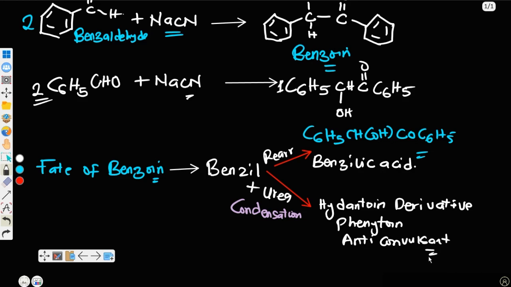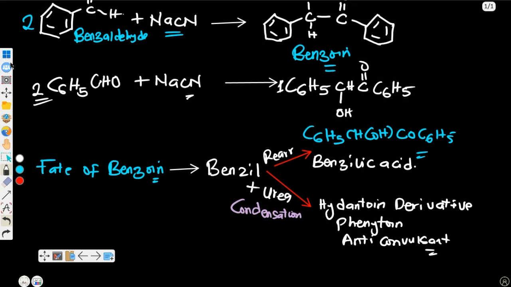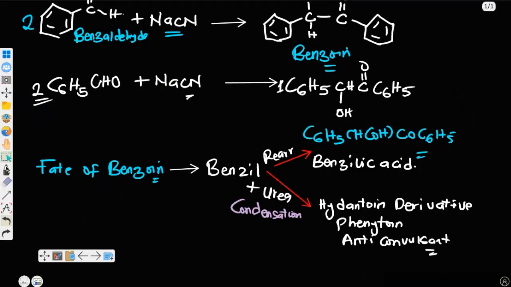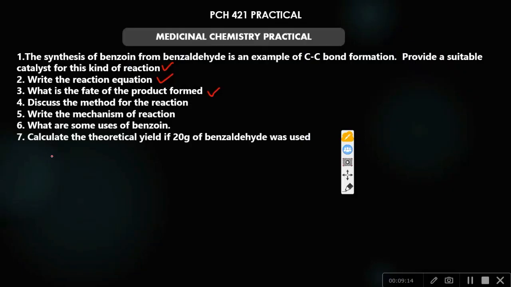All right, so this is another use of what? Benzoin that is formed. The benzoin that is formed is used for the synthesis of benzilic acid. It's also used for the synthesis of hydantoin derivative when it condenses with what? With urea. Is that okay? So that is that for that question. That is question number 3. So we are done with number 3. Now let's see the next question.